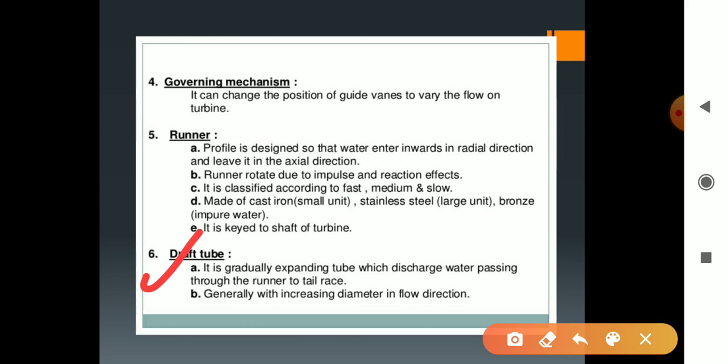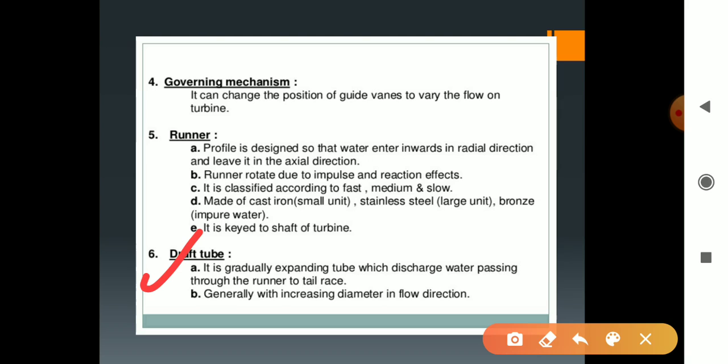In the case of the draft tube, the pressure at the exit of the runner of the Francis turbine is generally less than atmospheric pressure. So the water at the exit cannot be directly discharged to the tail race. This is important. A tube or pipe of gradually increasing area is used for discharging the water from the exit of the turbine to the tail race, and this tube of increasing area is called the draft tube.